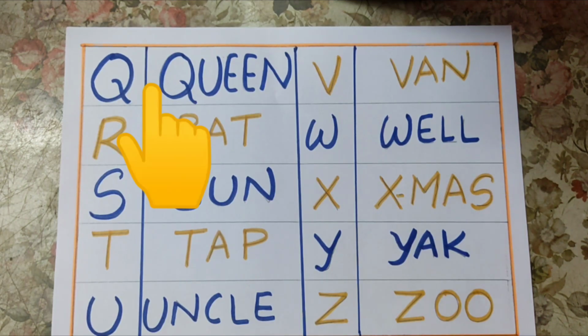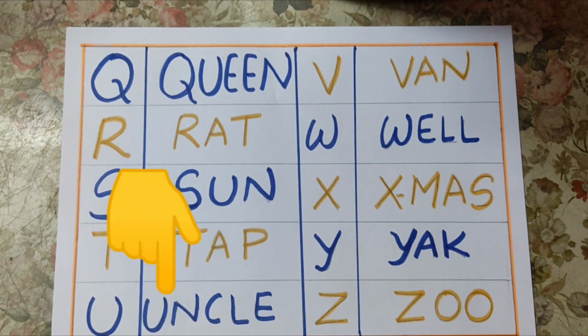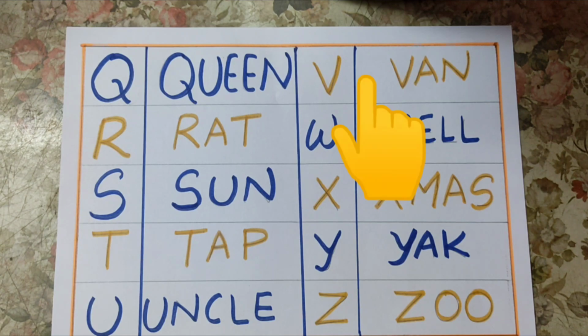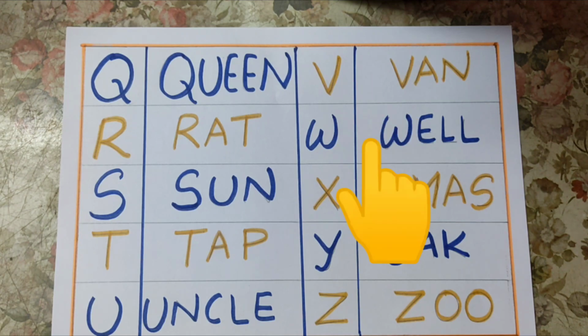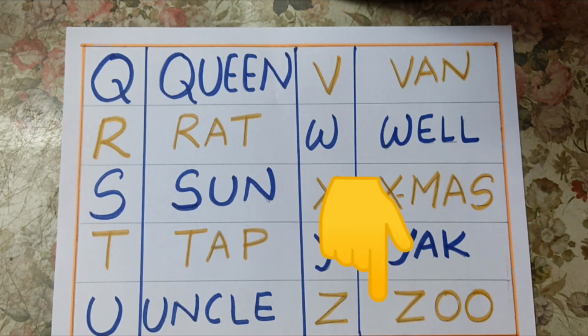Q for queen, R for rat, S for sun, T for tap, U for uncle, V for van, W for well, X for Xmas, Y for yak, Z for zoo.